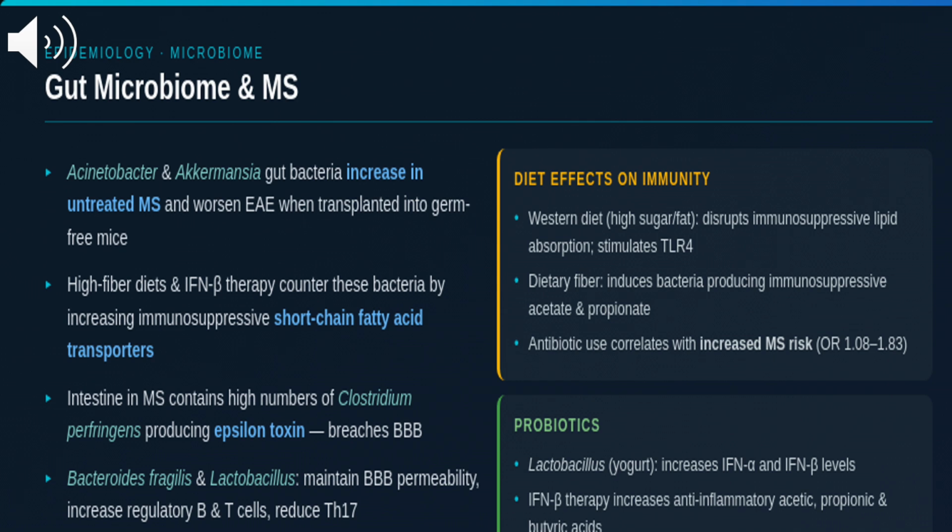The intestine of MS patients also contains elevated Clostridium perfringens, which produces epsilon toxin. This toxin is particularly dangerous because it binds to endothelial cell proteins and actively breaches the blood-brain barrier, potentially creating a route for CNS entry of inflammatory signals from the gut. The beneficial bacteria story is equally important. Bacteroides fragilis and Lactobacillus species help maintain blood-brain barrier integrity, increase regulatory B and T cells, reduce Th17 cells, and control fat storage, obesity, behavior, and even some viral infections.